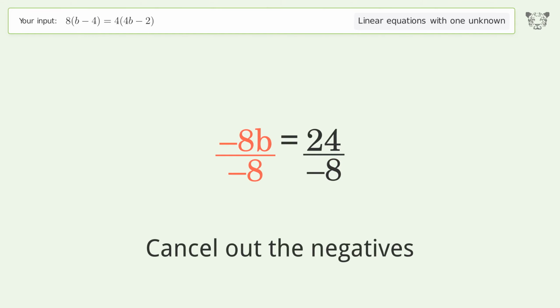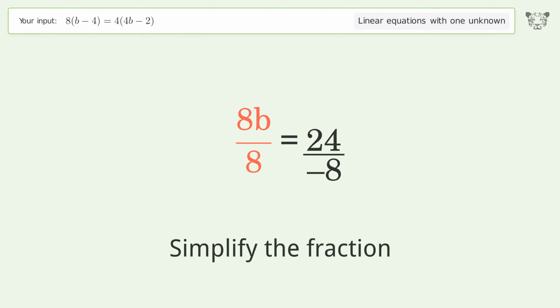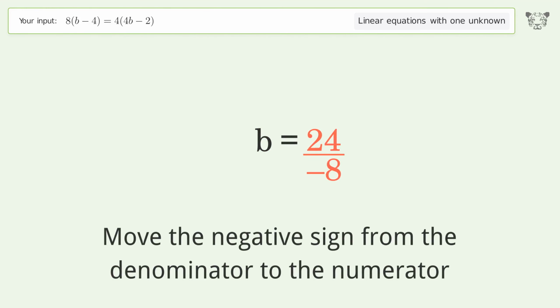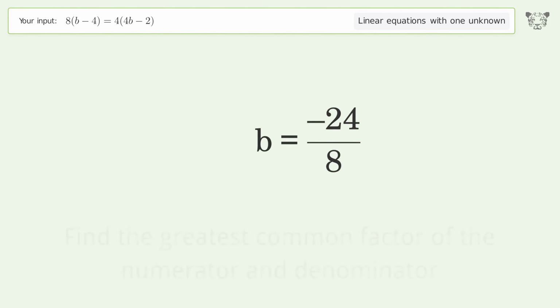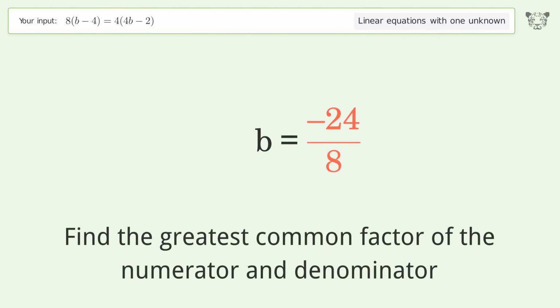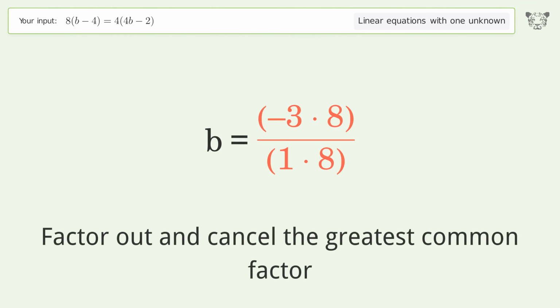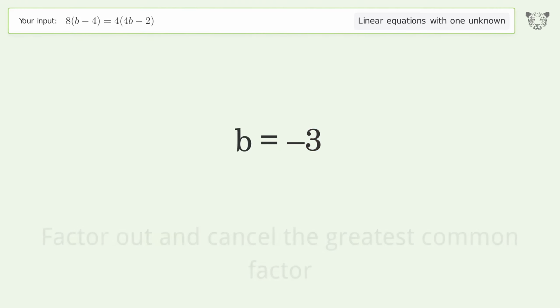Cancel out the negatives. Simplify the fraction. Move the negative sign from the denominator to the numerator. Find the greatest common factor of the numerator and denominator. Factor out and cancel the greatest common factor. And so the final result is b equals -3.